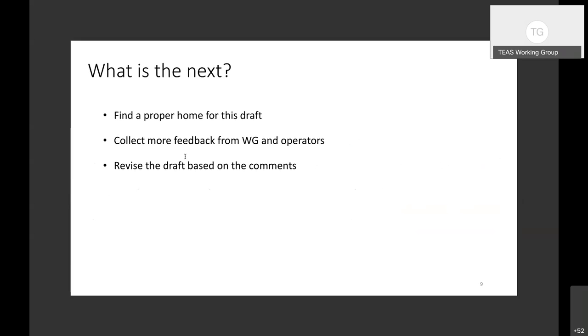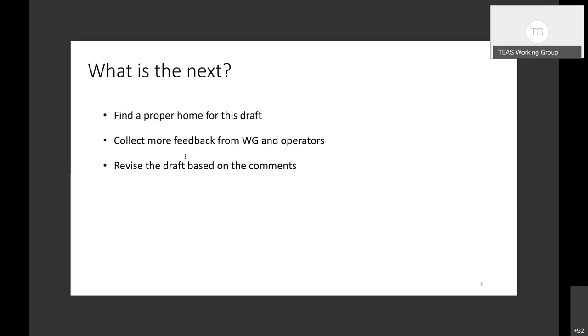What is the next? First, we published this document in TEAS working group, but we are not sure whether this is a proper home for this draft. So we are still trying to find a proper home for this topic and this draft. It will be great if people in TEAS will be interested in this topic, especially the design team for network slice is in TEAS working group. So maybe TEAS is a very good choice for us.